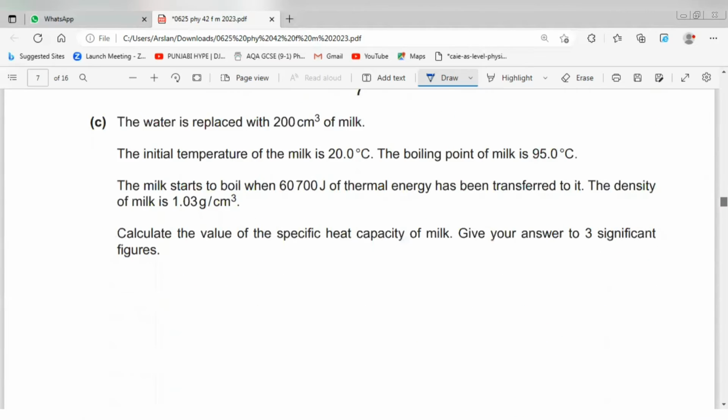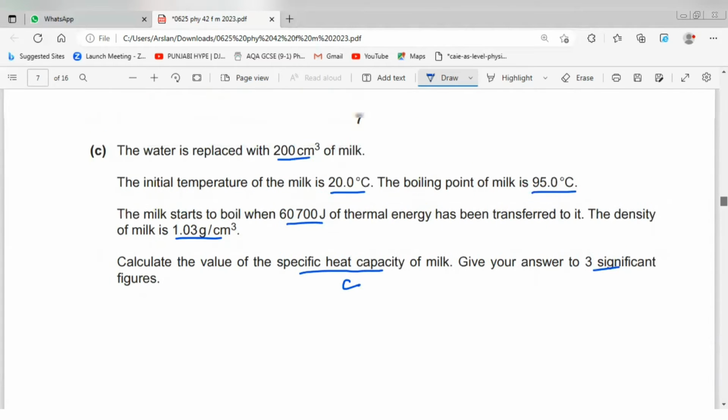Next part is C, in which the water is replaced with 200 cubic centimeter of milk. So the initial temperature of milk is 20 degrees Celsius and the boiling point of milk is 95 degrees Celsius. The milk starts to boil when 60,700 joules of energy has been transferred to it. The density of milk is greater than water. The density of water is 1000, so the density of milk is 1.03 gram per centimeter cube. Calculate the value of specific heat capacity. So you have to find the C of milk. Give your answer in three significant figures.